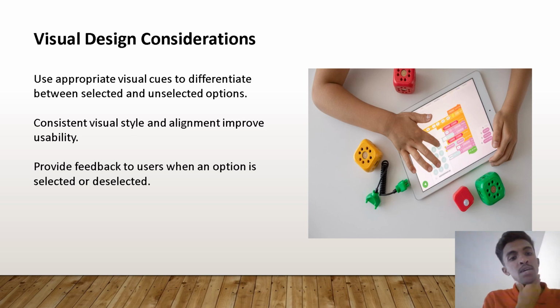We need to consider some rules and regulations while designing selection control. We need to use appropriate visual cues to differentiate between selected and unselected options. Consistent visual style and alignment improve usability. Provide feedback to users when an option is selected or deselected. So these are some considerations we need to take care of in order to give better selection controls for the users.